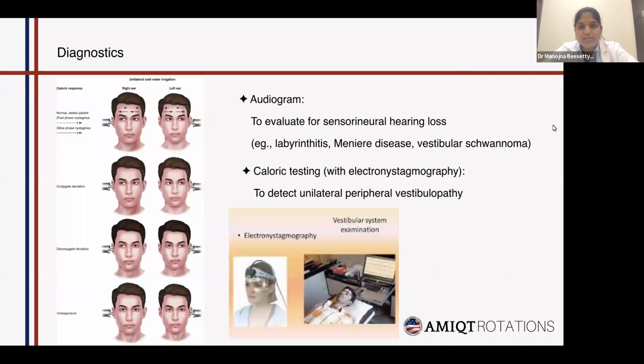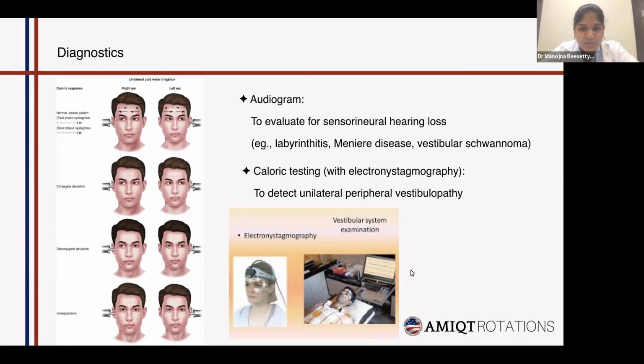The other diagnostic, the audiogram, is used to evaluate for sensorineural hearing loss, and it is seen in conditions like labyrinthitis, Meniere's disease, and vestibular schwannoma. Caloric testing, though, is not mandatory. Caloric testing with electronystagmography could be helpful in detecting unilateral peripheral vestibulopathy.